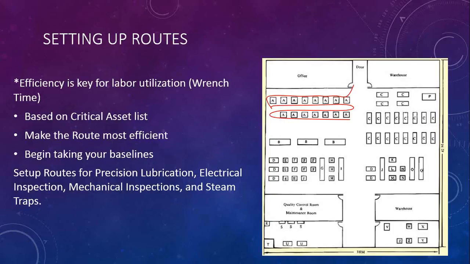Then begin taking your baselines and begin to monitor and trend your baselines, which is a goal, especially for precision lubrication and identification of defects, so you understand the condition of your machine. Then you can set these routes up based on what it is you're trying to do. The electrical inspections are a little different for us. We have so many MCCs, and they're all over the plant, so we set those up a little different.